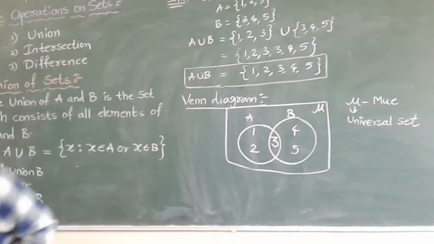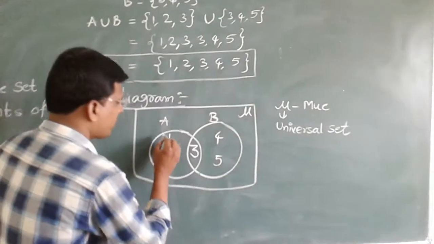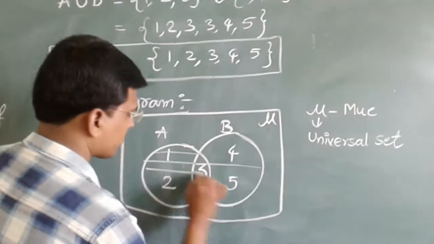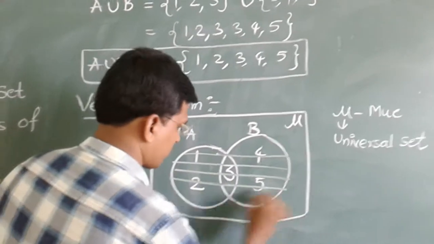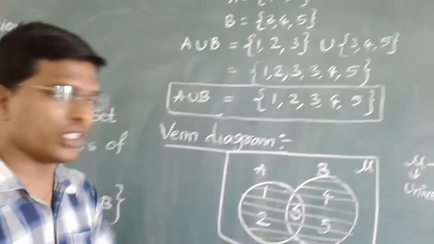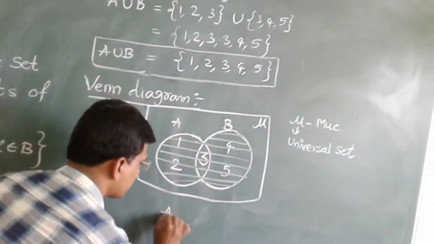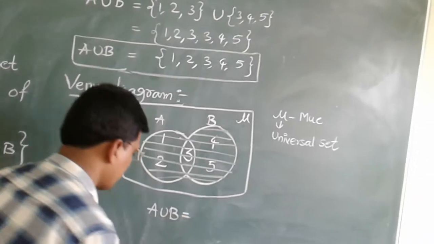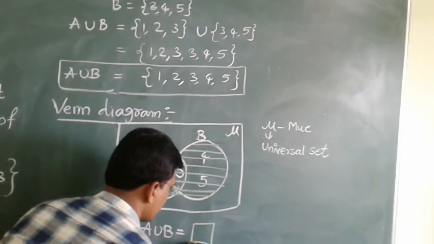Generally we will represent it like this. A union B is nothing but this shaded region, and your final answer is that A union B is equal to this shaded region.